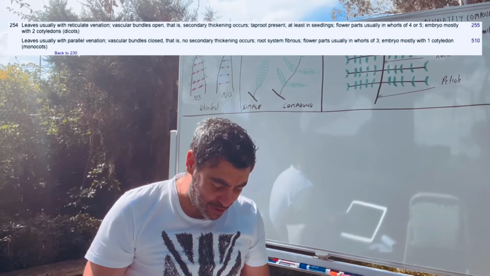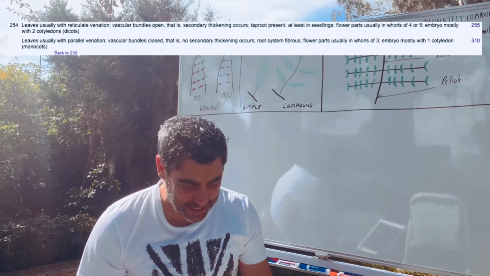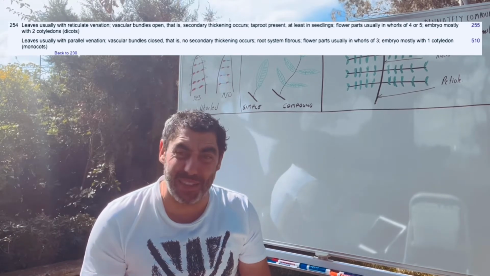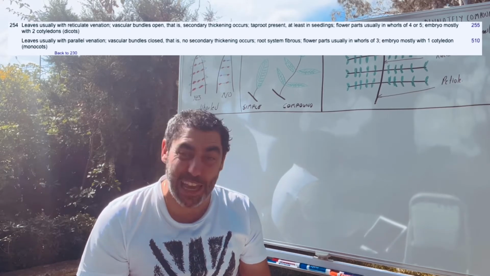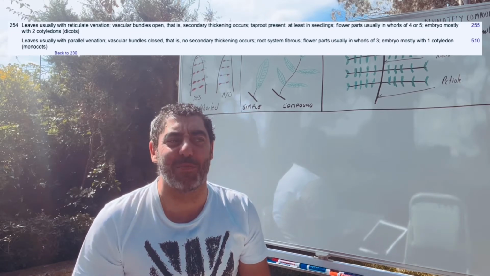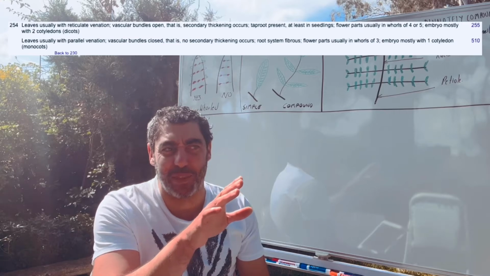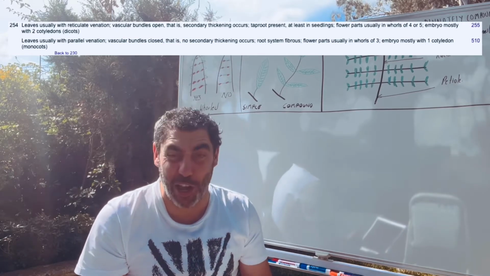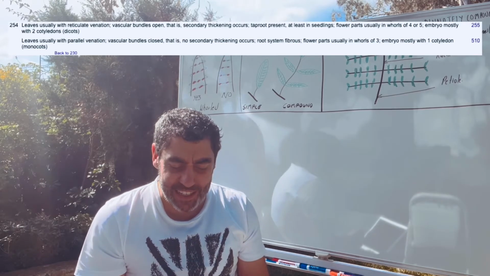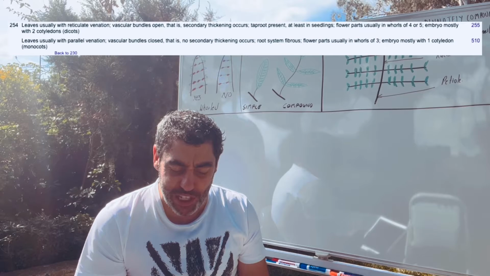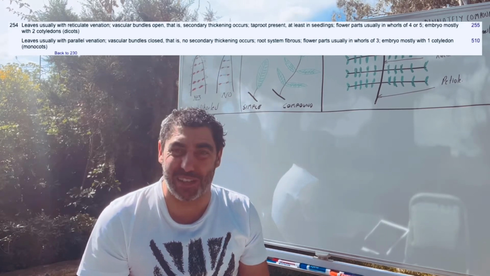I'll just confirm that I'm on track. Leaves usually with reticulate venation. Vascular bundles open, so I haven't done a test, haven't cut it open, haven't checked the bundles. Secondary thickening, taproot present. Big one there, right? When you see a tree of that size, you can pretty much confirm that you have a taproot present. And I know because I've removed one of them before, so I know there's a taproot, at least in seedlings. Flower parts usually in whorls of 4 or 5, embryo mostly with 2 cotyledons, so dicots.